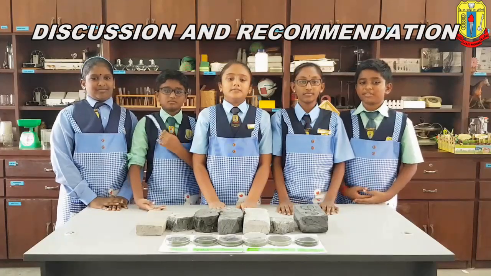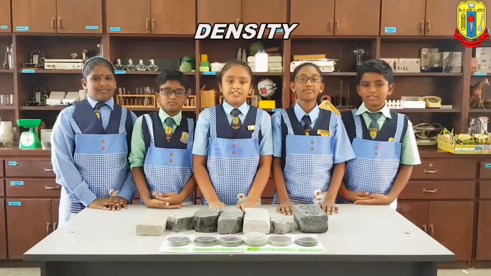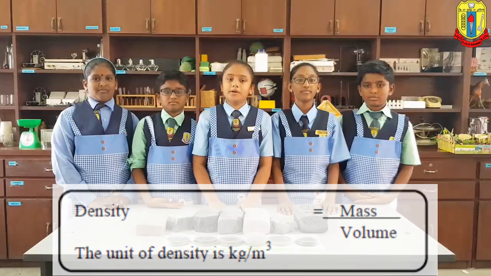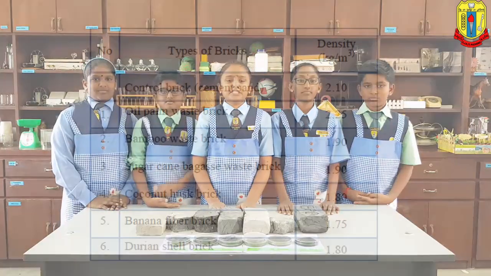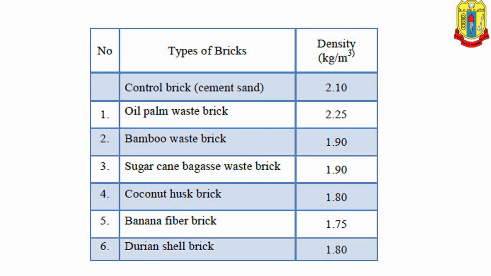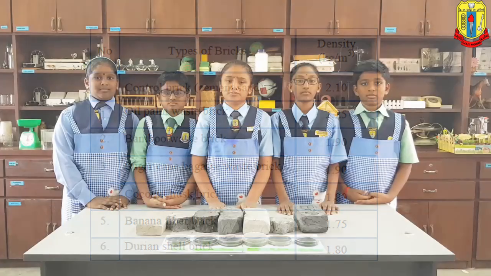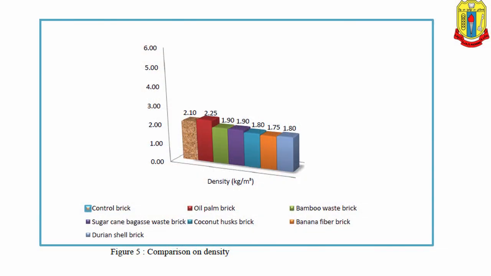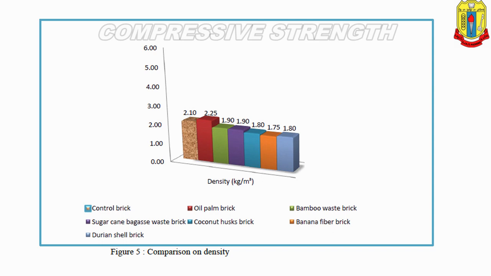Discussion and documentation. Density. The average densities of bricks from each type are shown in the table above. It can be seen that EFB bricks have the highest density compared to other types of natural resources bricks. Banana bricks have the lowest density due to the finest ash.